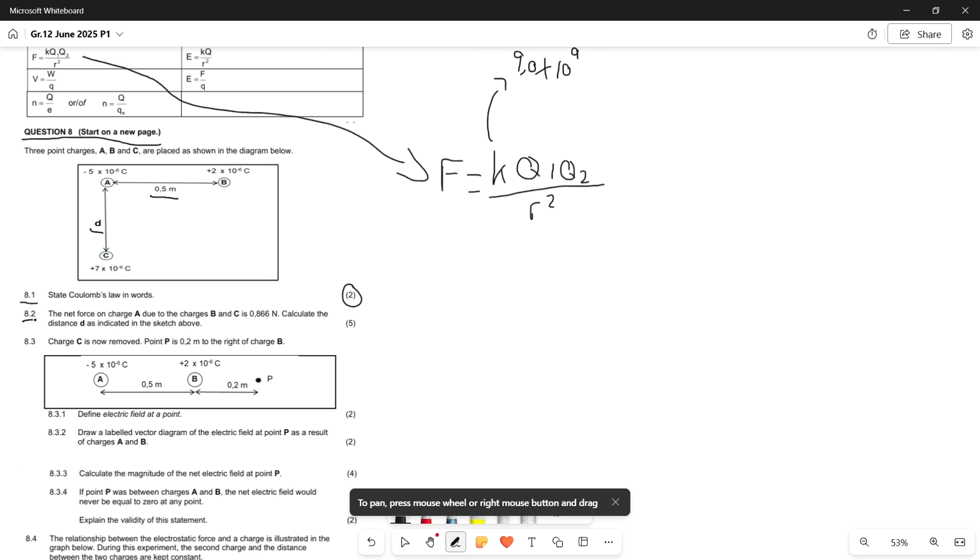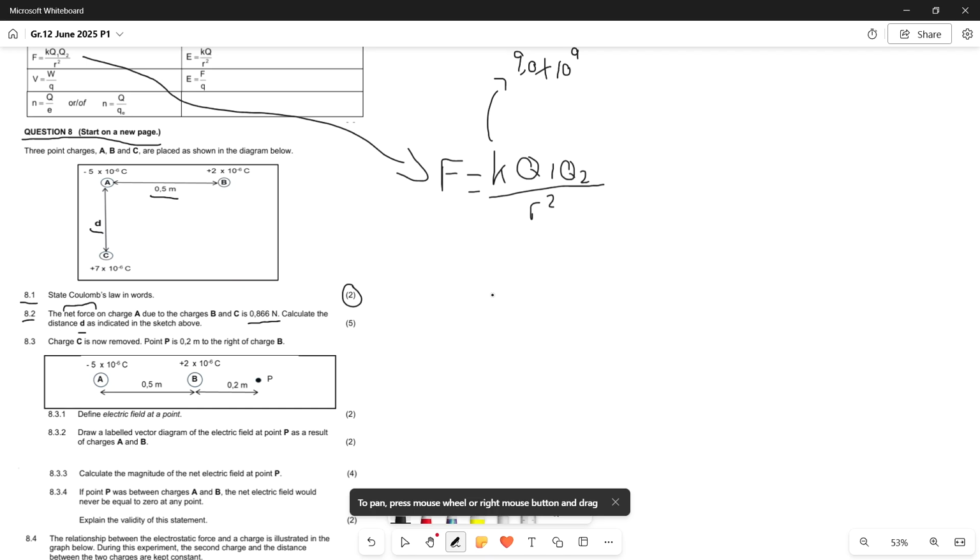So then 8.2 says the net force on charge A over here due to the charges B and C is 0.866 newtons. Okay, it says calculate the distance D as indicated in the sketch above. So we need to make this statement true, and over here they said the net force, which is very important, which means it isn't just this formula once. What we're doing is this formula twice because we have the net force over here. So we have to do this formula once for B on A, and then this formula again for C on A, and then equate them to the 0.866 newtons. So we'll set that up over here.